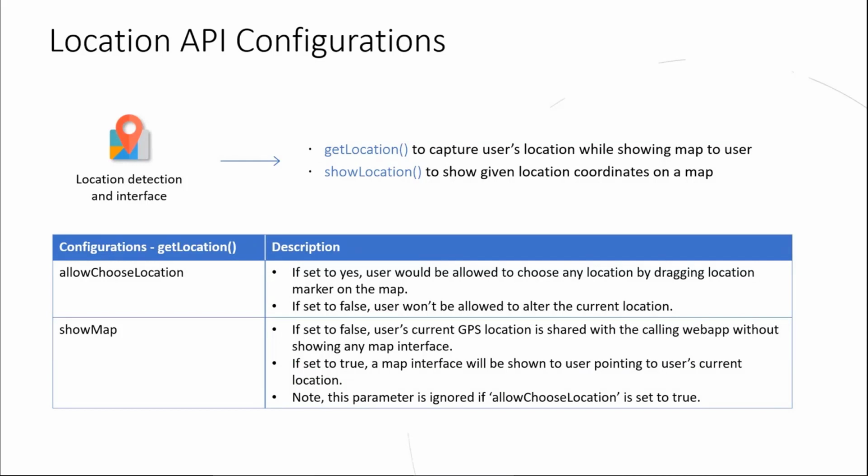And show map is, as the name suggests, a configuration. If set to true, it would show the map. If set to false, this is a scenario which is also currently enabled by the HTML5 get current position kind of API. It just fetches the current coordinates from the GPS of the device and shares them with the underlying web app without showing any particular map on the UI. Then the other API is show location. It would just open a particular location that you provide to this API on the native mobile supporting app.